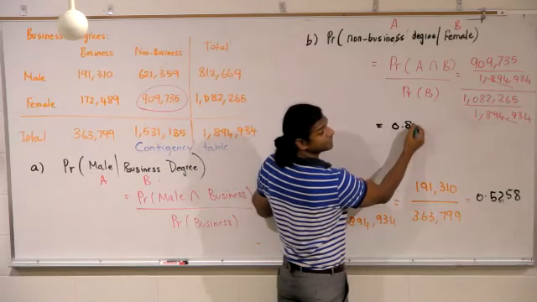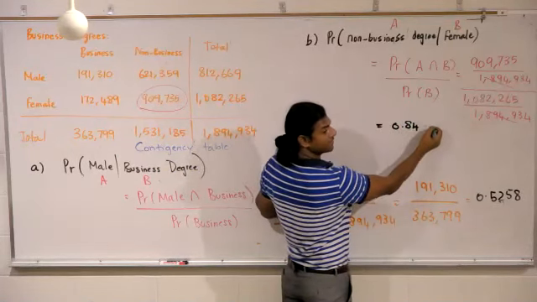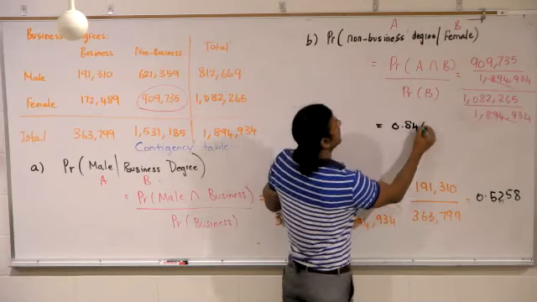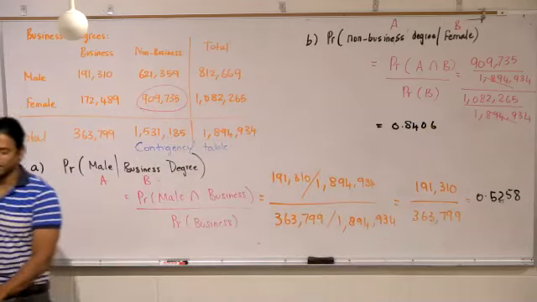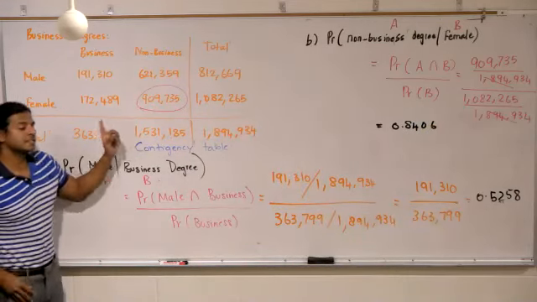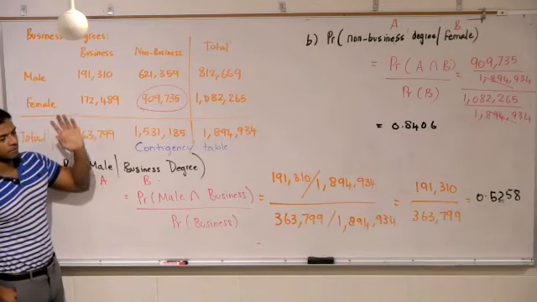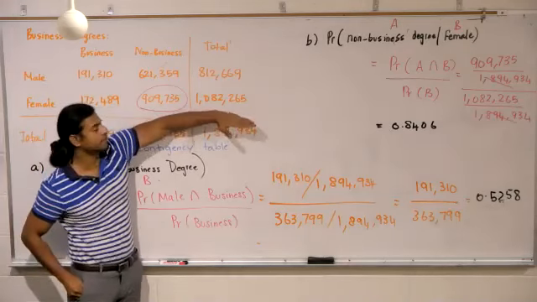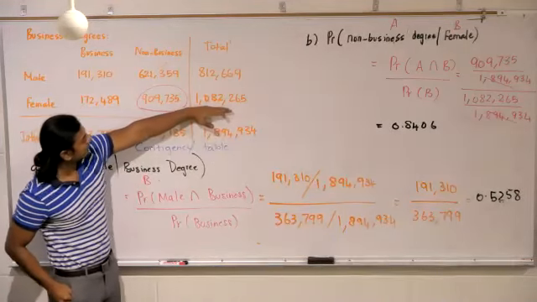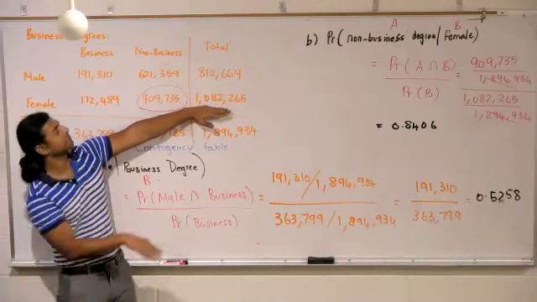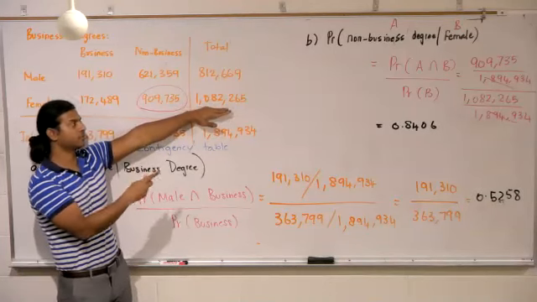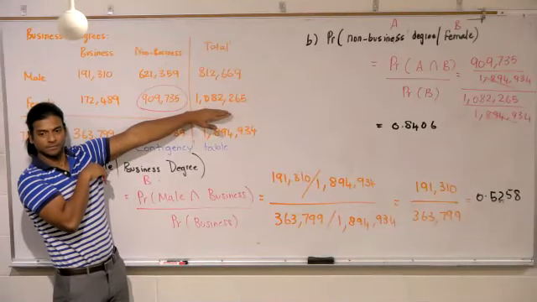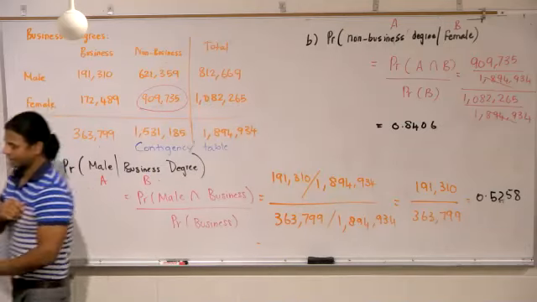0.8406. Okay, thank you. So you can do this directly. Since it says non-business degree given female, I'm going to condition on this total, which is 1,082,265. That will be the denominator. Out of that total, how many of them have a non-business degree? That's about right. Good. So do understand the process.